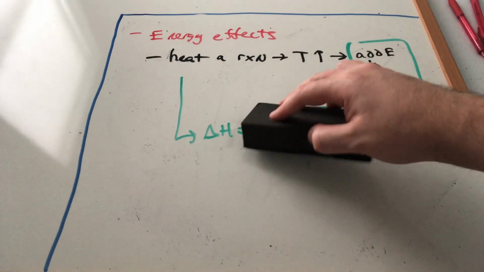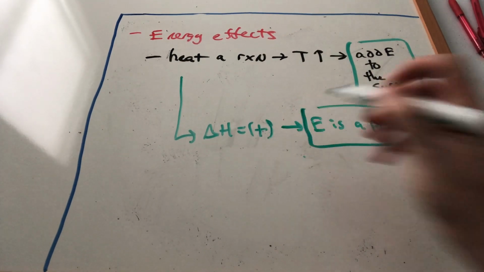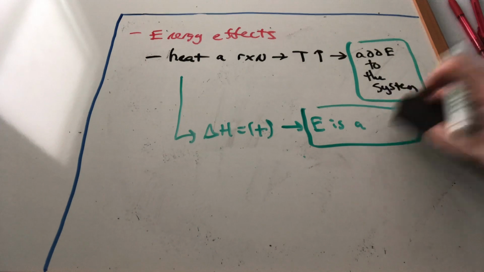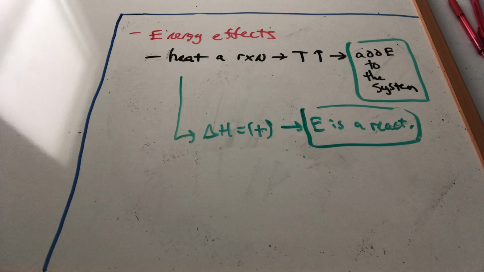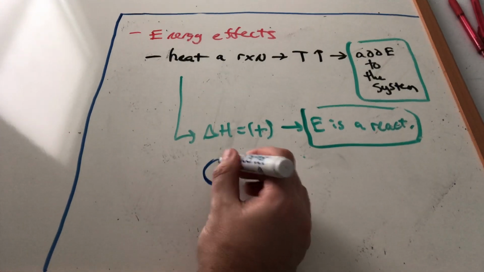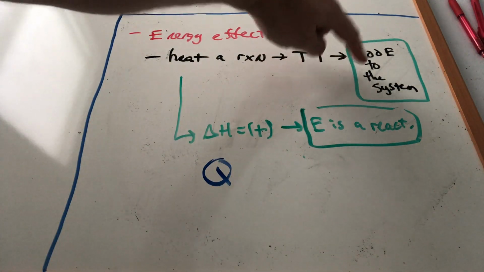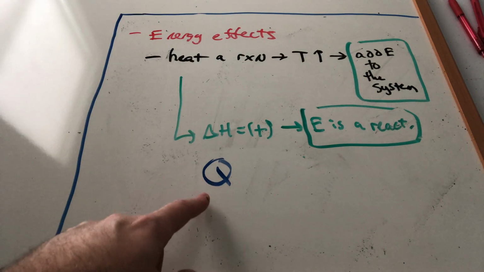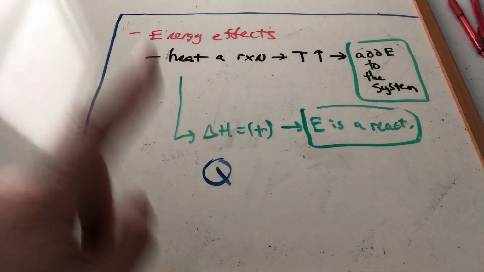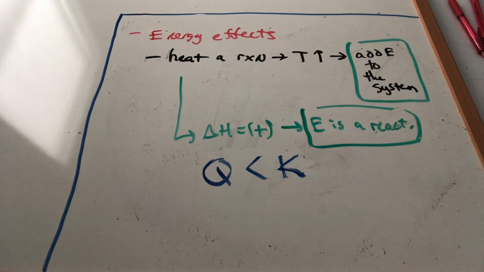What happens when we have an endothermic delta H, a delta H that's positive, and energy is a reactant, and we heat it, and we're adding energy to the system? Well, hold on a second. Energy is a reactant. I'm putting more reactant into the system. Where are the reactants in Q? They're in the denominator. So I'm making the denominator bigger, and in this instance, Q is less than K.